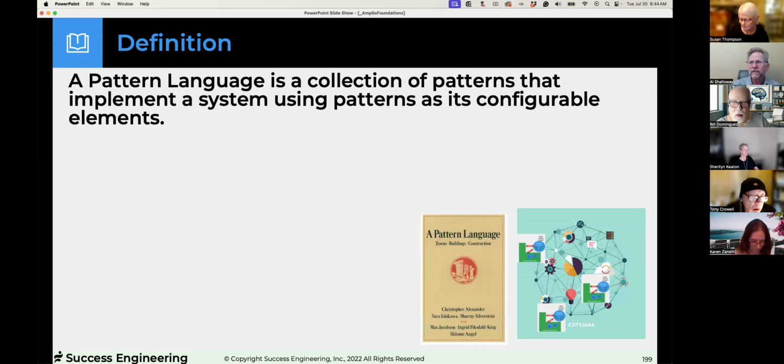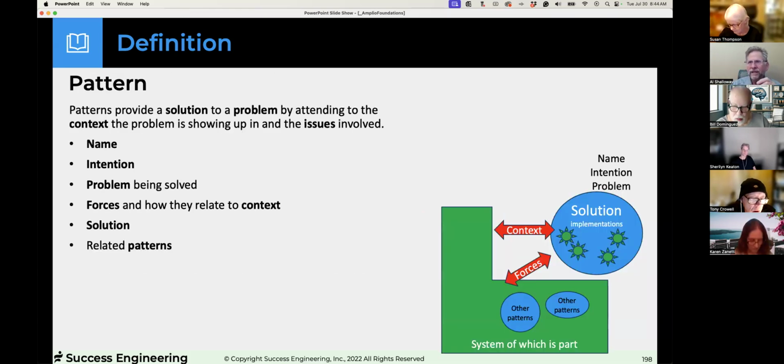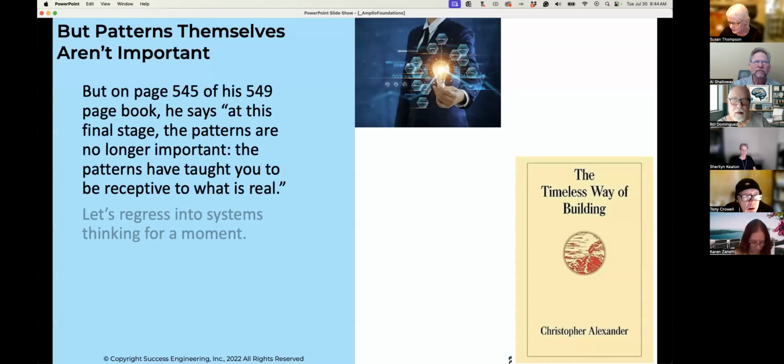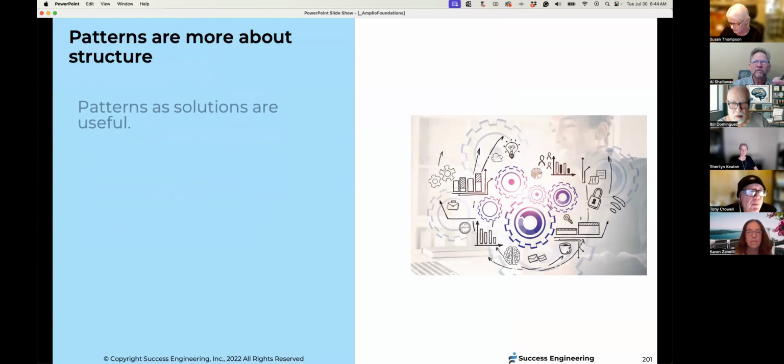In other words, come back to here. It's this context, and this is what's important. This is how it fits into the whole. This is a different way of viewing the world, and it's very powerful. And this is what systems thinking is telling us. So they're more about structure. They're useful, but how does everybody work together?